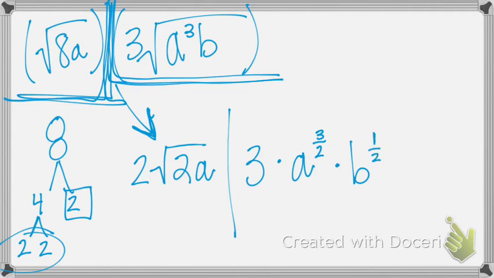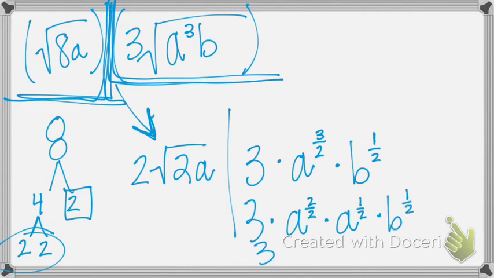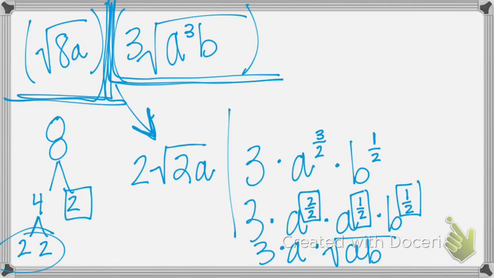Now remember a couple minutes ago I said we want to have an exponent of 1 somewhere. So can I not say a 2 over 2 and a 1/2 and b 1/2? And then I get 3 times a times the square root of ab. Right here, 2 divided by 2 is 1, so I just bring that a. And anything to the half power, you know, is the square root.